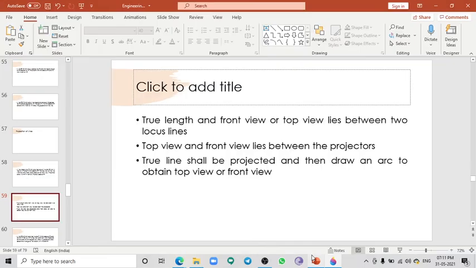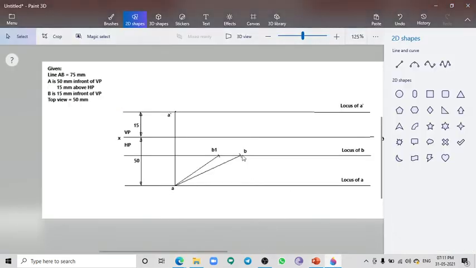We know the third condition: the true line shall be projected and then an arc drawn to obtain the top view or front view. That is, we project the true line, cut an arc, and where it meets is the required point for the top view or front view. Okay? So now I am going to project this upward and draw an arc. First I am going to project this point.